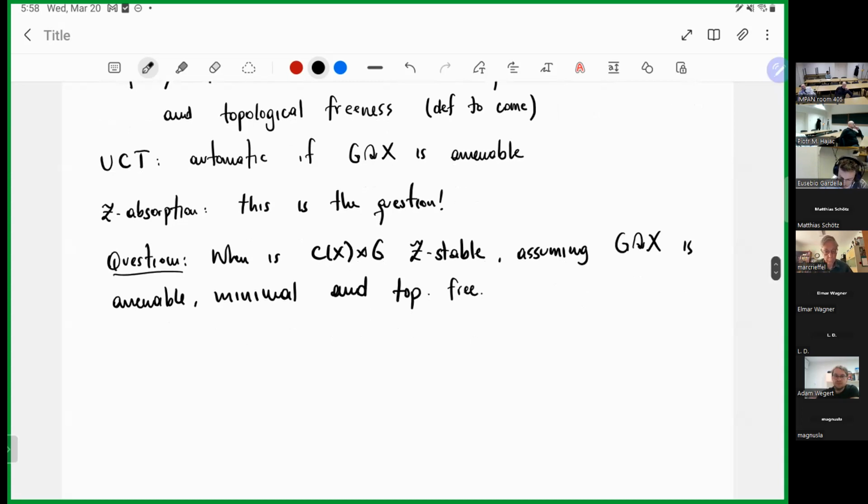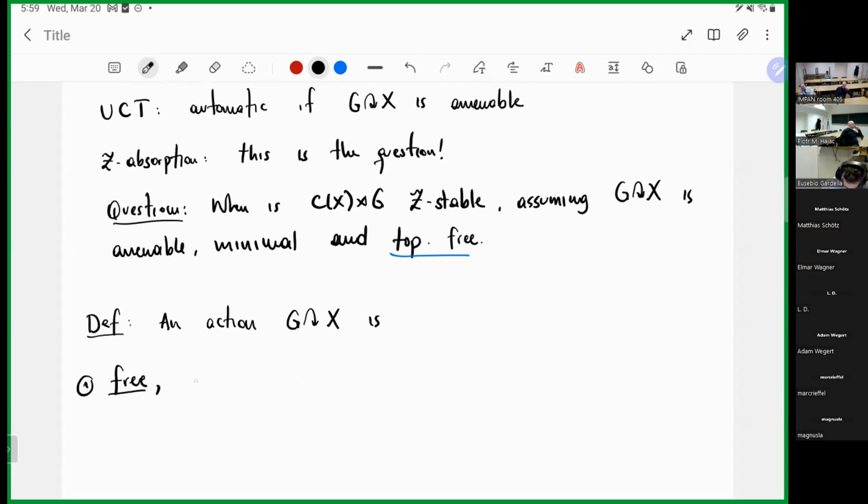So I want to come to the definition of this property that I promised I would tell you. In fact, I will define 3 versions of freeness that are very closely related and whose distinction is very important in this talk. So let me start with the one that probably most people know, which is just freeness. An action is said to be free if for every non-trivial group element, the set of points in the space that are fixed by it, the fixed points of this group element, is empty. So there are no fixed points of any non-trivial group element.